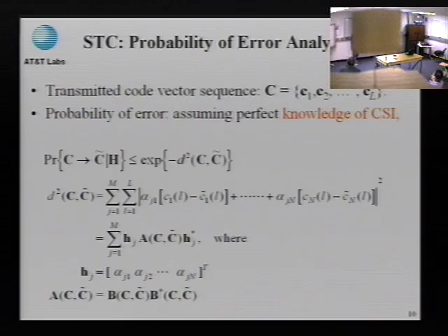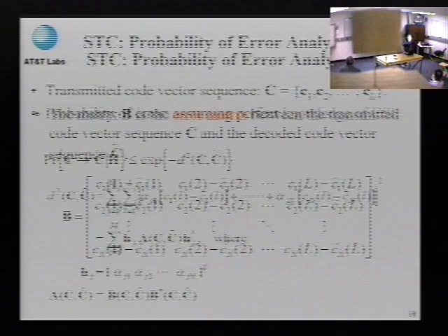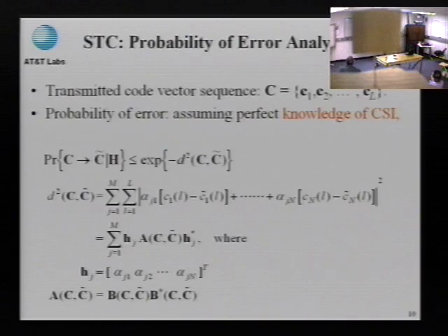You just write it out, take a deep breath, rearrange it, and come out with this. Here, this is a sum over receive antennas. There's a matrix A in the middle, from the difference between these two code words, C and C hat. And this matrix is just B B star, where B was the matrix that coded up the difference between the two code words. So that's where the difference between the code words enters.